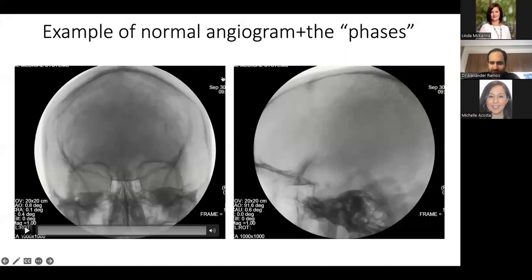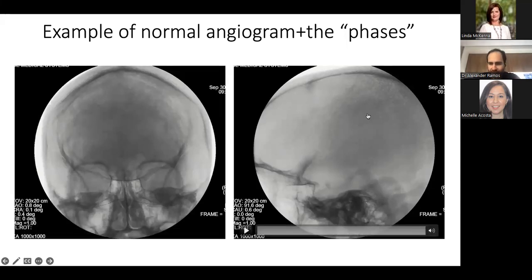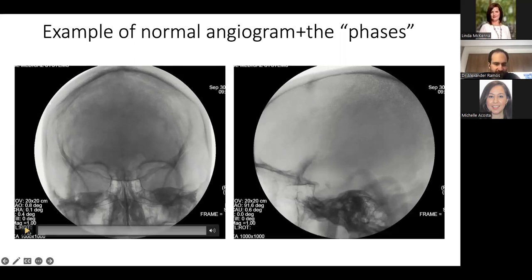So this is an example of a normal angiogram and how to think about the so-called phases of an angiogram. On the left is an AP, where you can see the patient's eyes, and on the right is a lateral. The patient's eyes are here. This is just a normal shot. This is going to be an internal carotid artery injection.